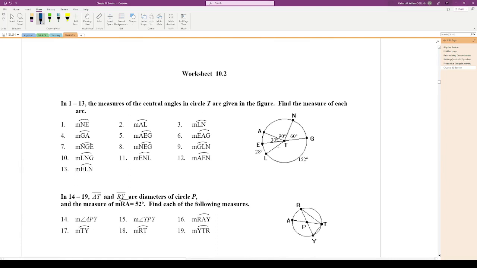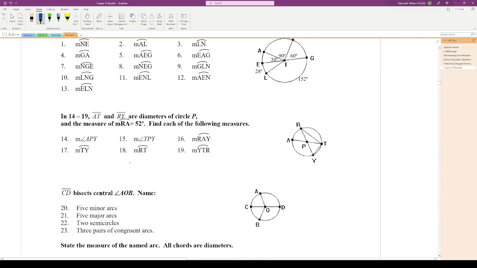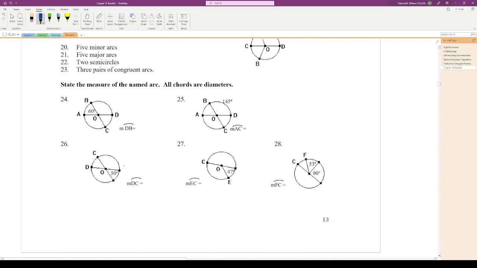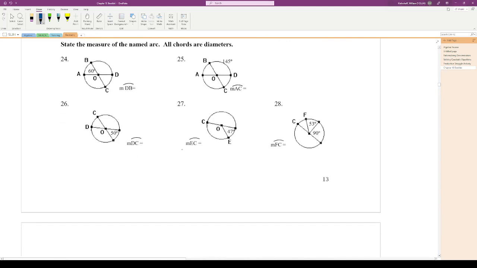Then today's practice is this worksheet. There's practice identifying arc measures, both by angles and by length, and then just identifying all the different stuff about arcs that we've talked about today. So do that practice and you'll be good.